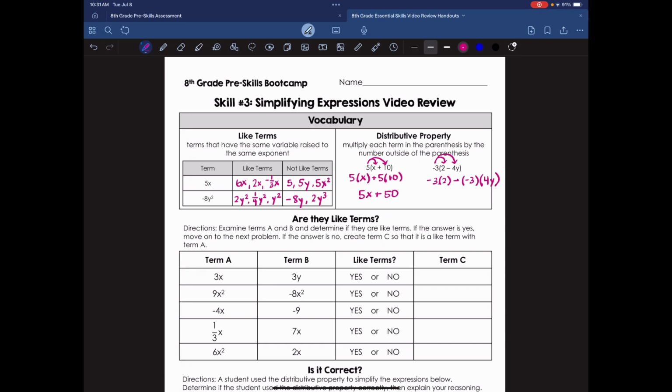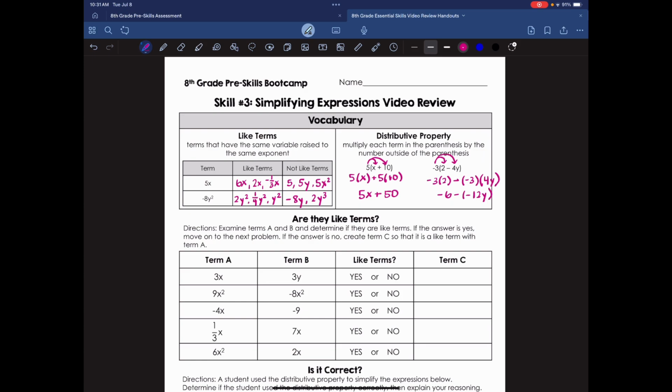And then we simplify. So -3 times 2 is -6. And then I have this minus sign from right here. I'm bringing it down. And a -3 times a +4 is a -12y. And the reason I put it in parentheses is because I have a negative here. And we need to fix that.